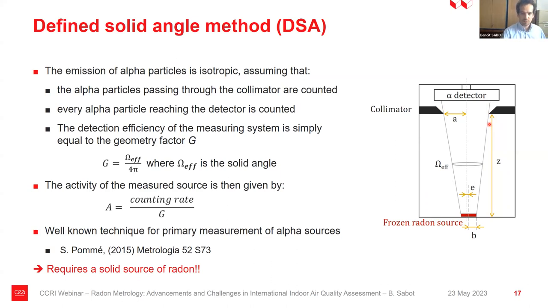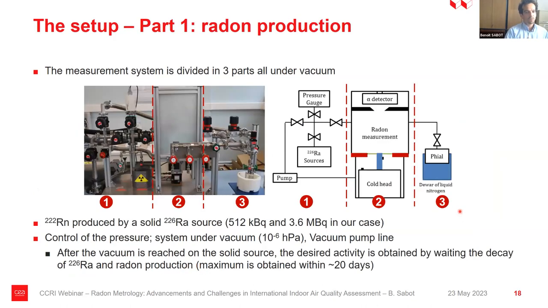At the end, in this measurement, you don't need to calibrate it, you just need to measure every distance and diameter of the source or any other parameter to calculate the geometrical factor and then the detection efficiency. However, when we look at this technique, the problem is that you can use it only on a solid source that is placed in front of the collimator. And so we need a solid source of radon. Just to keep in mind, radon is a radioactive noble gas, and so it's quite difficult to produce a solid source of radon.